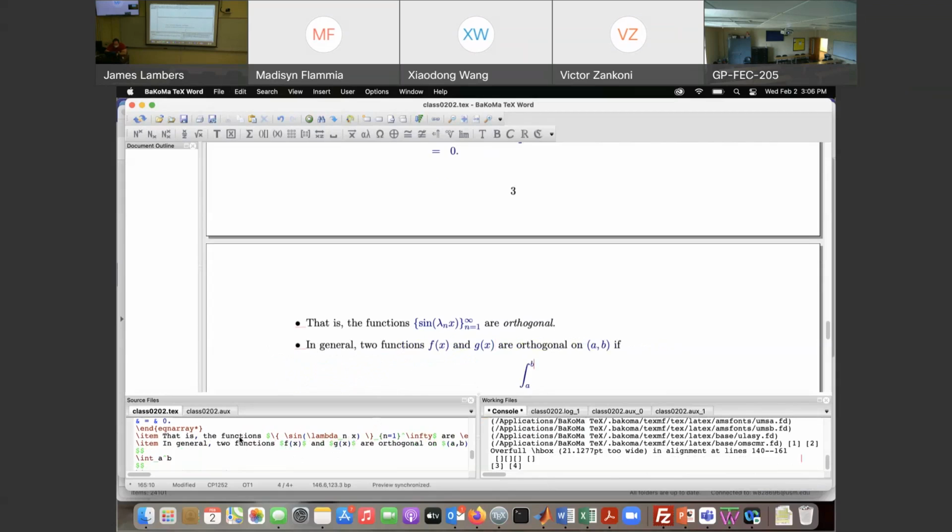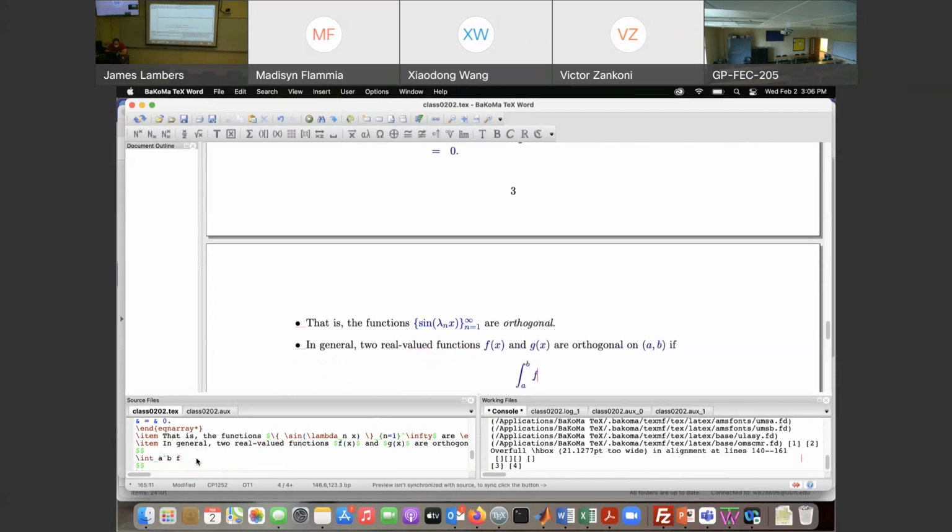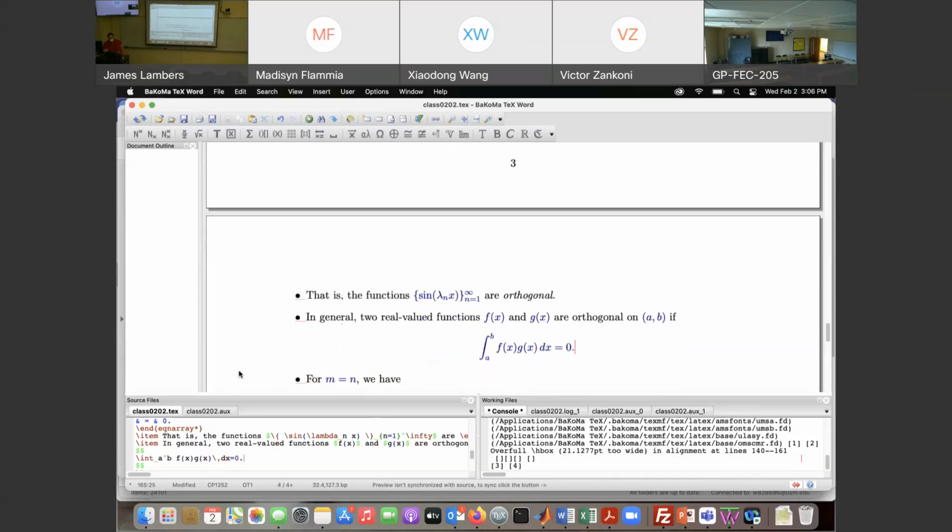So I have to be real careful here. Real value functions, f(x) g(x) dx is 0. So that's what we have here. That this family of functions, they're all orthogonal. If you take any two different members of this family, then you get this.